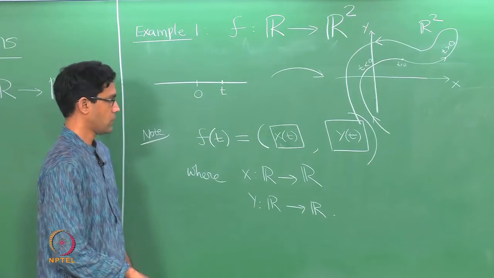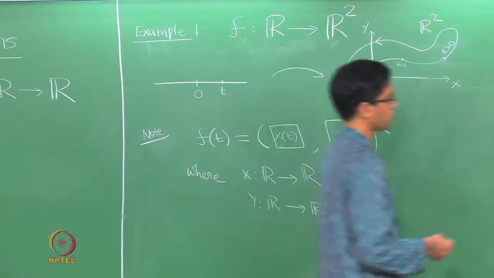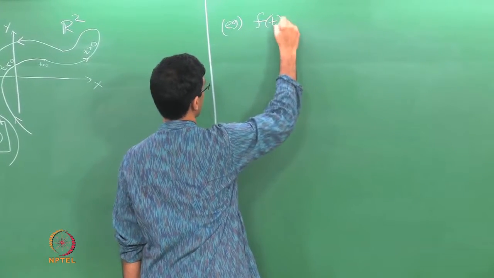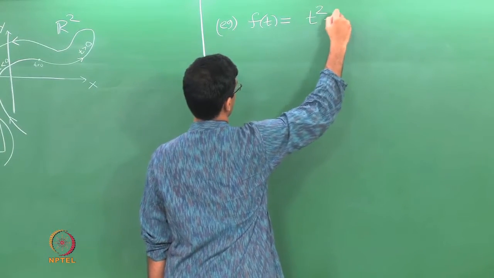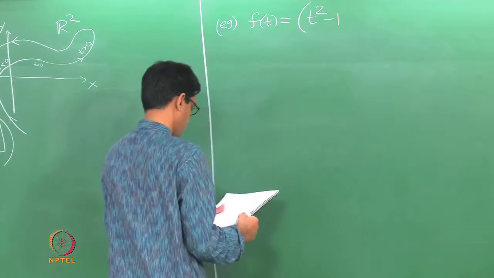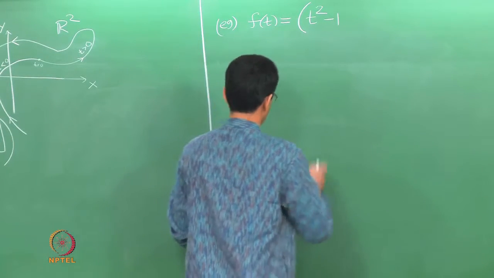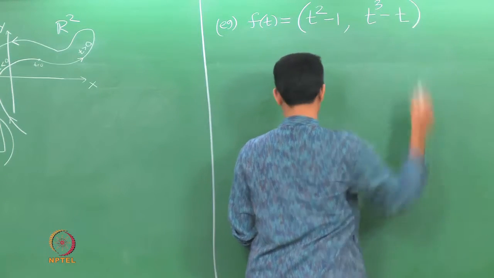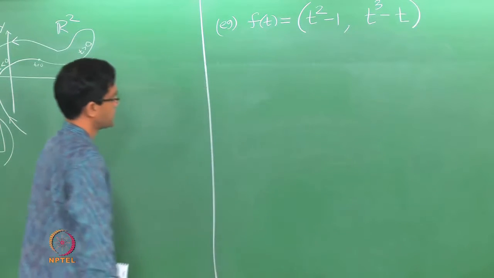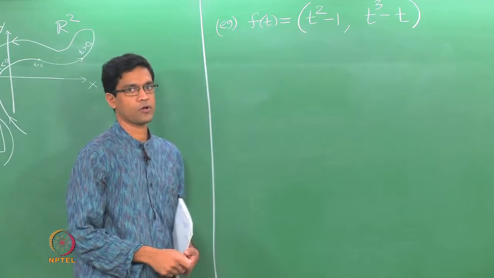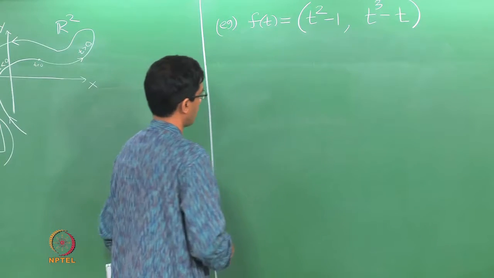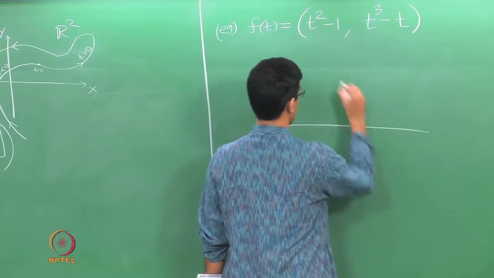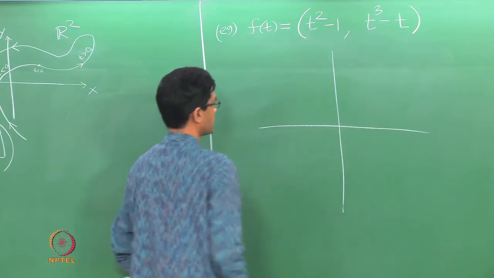Okay. Now let us take an example with actual functions. So suppose I take f of t equals t square minus 1, that is the x coordinate. Y coordinate is t cubed minus t. Okay. So here is your function f, and so what we want to do is really figure out what is the curve that is traced out by this function as time t changes.